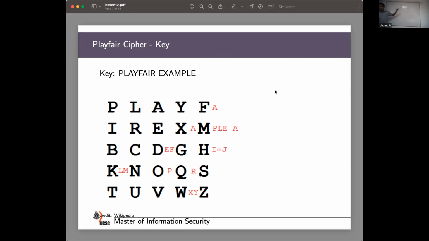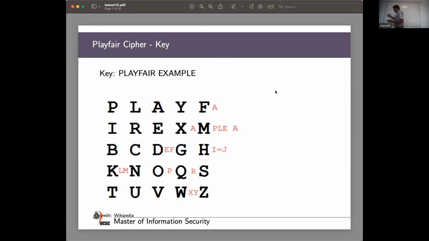After you have done that and the whole string is done, you write the remaining letters. A is already used, so there's no point in writing that. Then you write B, then C, then D, E and F are already used. Then G, then H. For I and J, we skip that: I is equal to J. The reason is that this is a 5 by 5 square, so there are only 25 places and we cannot write all 26 letters. So we take J equal to I. Then K, L and M are already used. N, O, P is already used. Q, R is already used. S, then T, U, V, W, Z. So this is the key.